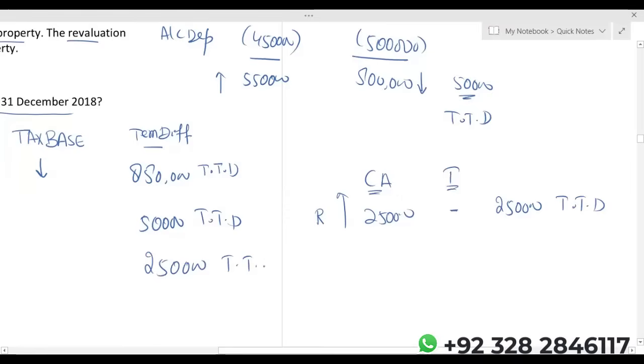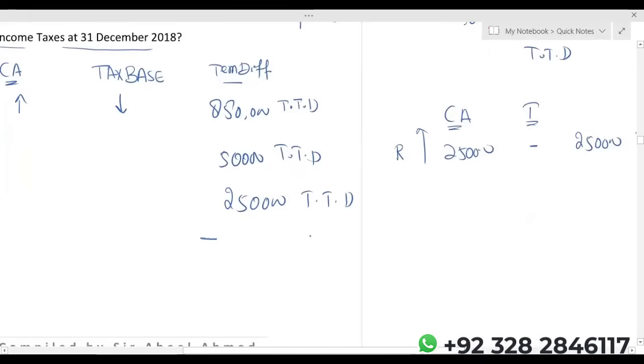Of course, we know that due to this 2,50,000, whatever the deferred tax liability comes, that will be charged to OCI, that will be charged to revaluation surplus. But examiner is not asking this. This time examiner is asking us what is the amount of your deferred tax liability. So simply all taxable temporary differences will be added. Then multiplied by tax rate will give you the deferred tax liability which we need to calculate.